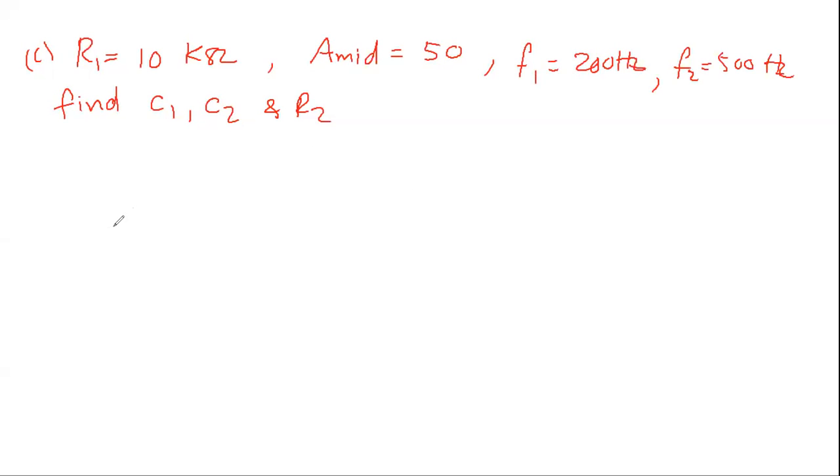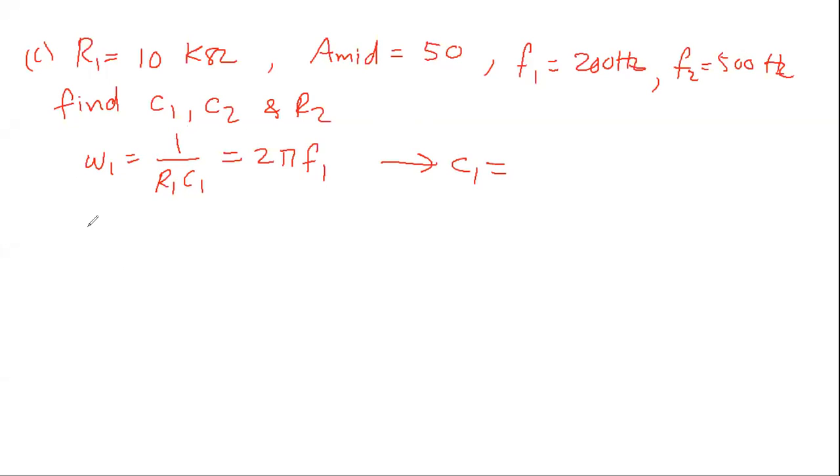You can use the frequency equation, F equals 1 over 2 pi RC. That's correct. So remember that omega 1 equals 1 over R1C1, right? And we know that omega 1 is 2 pi F1. So if we substitute F1, you substitute R1, then you find C1. So from here, we can find C1.